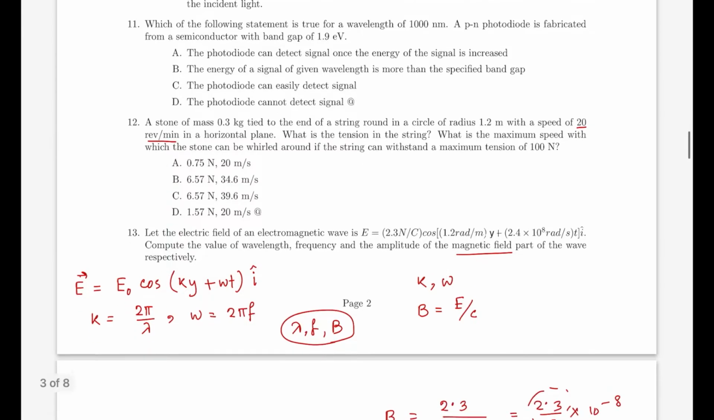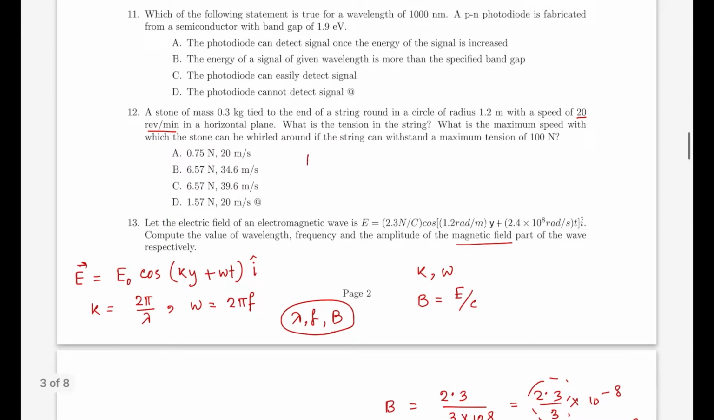So the tension must provide the centripetal force due to the circular motion, m omega square r. Omega is given in the details as 20 revolutions per minute, so you have to calculate omega. 20 revolutions means 20 into 2 pi radian divided by 60 seconds. This is the angular speed, that is how much radian is traveled per unit second.